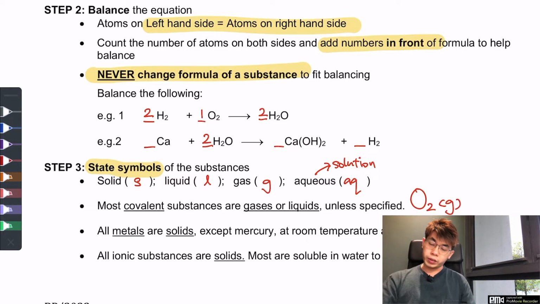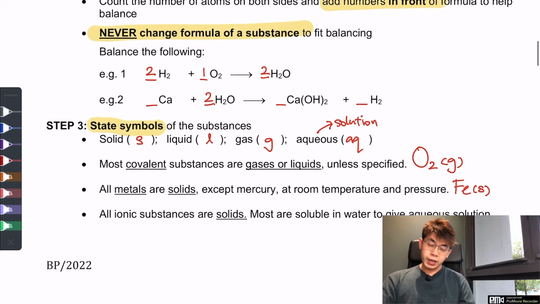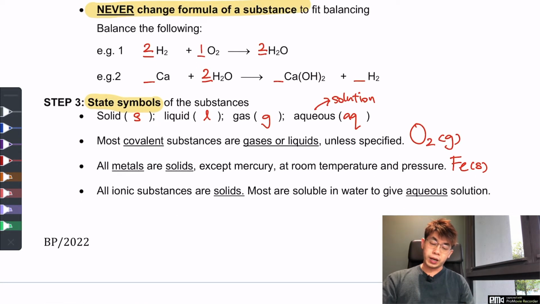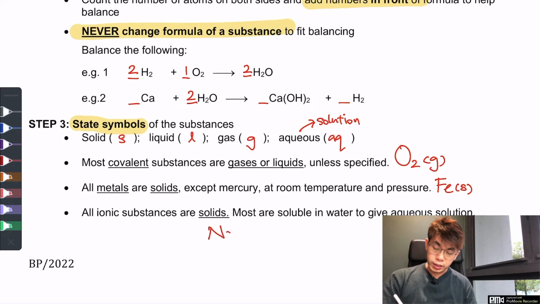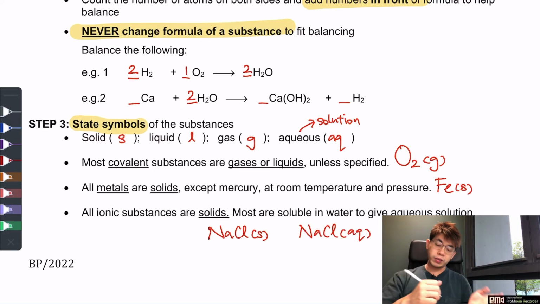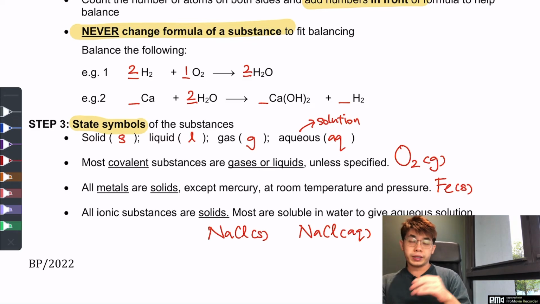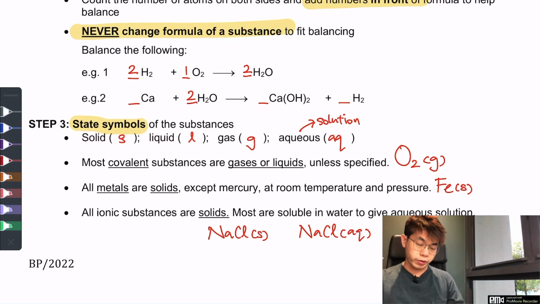Most metals are solids except mercury. For example, Fe, iron, solid. All ionic substances are solids, and most of them are soluble in water to give an aqueous solution. So this is solid sodium chloride, but when I dissolve sodium chloride into solution, it will be NaCl aqueous. So the left side is solid sodium chloride and the right side is aqueous sodium chloride.